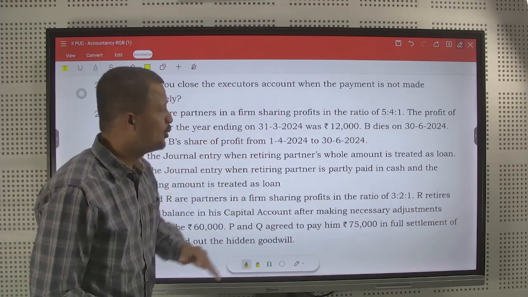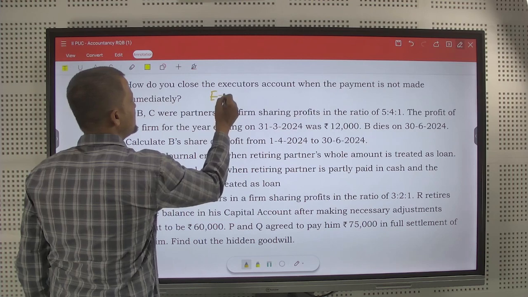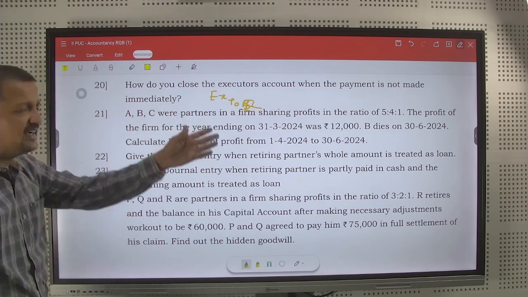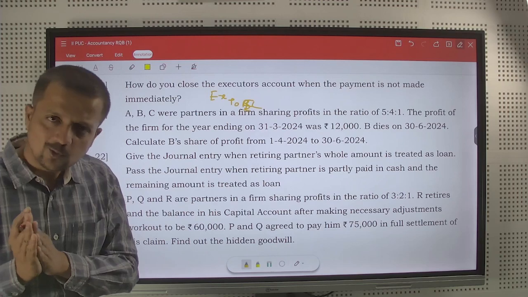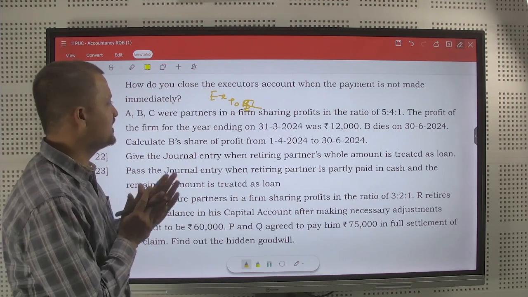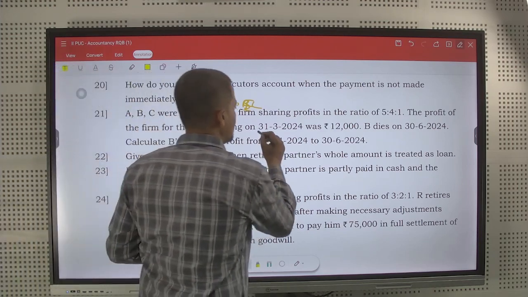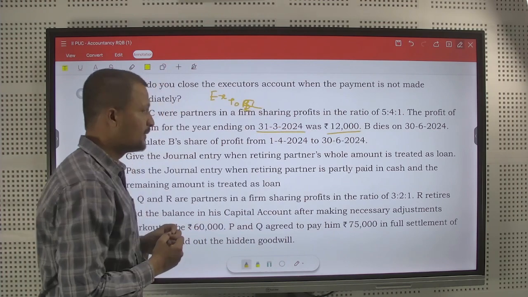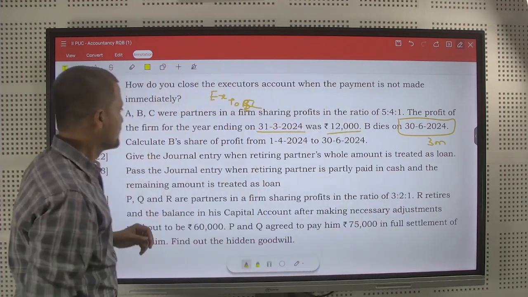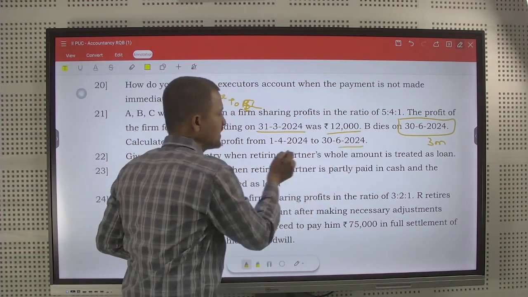Next, how do you close executor's account when the payment is not made immediately? It will be executor's account debit to executor's loan account, or you can write it in a statement by transferring it to executor's loan account. A, B and C were partners sharing profits and losses in the ratio of 5:4:1. The profit of the firm for the year ending 31/3/2024 is 12,000. B dies on 30/6. It means 3 months he lived. Then calculate B's share of profit from 1/4/2024 to 30/6. That is for the 3 months.